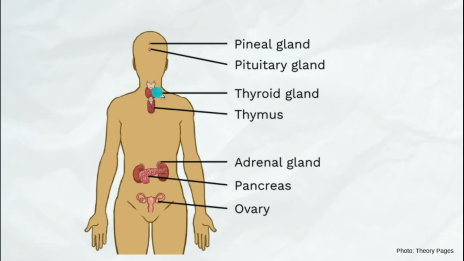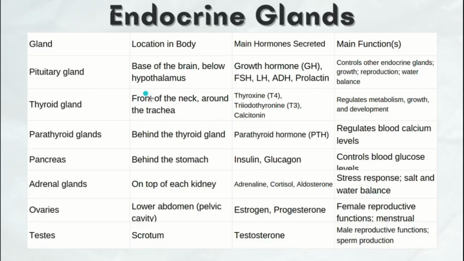So if we look here, the parathyroid gland is behind the thyroid gland right here. The pancreas, as I said before, adrenal, ovaries, testes, all that stuff. So you can see where the different glands are located in the human body. And then if we look at the hormones now, one of the easiest ones to remember is the pituitary gland, and that one's found in the brain.